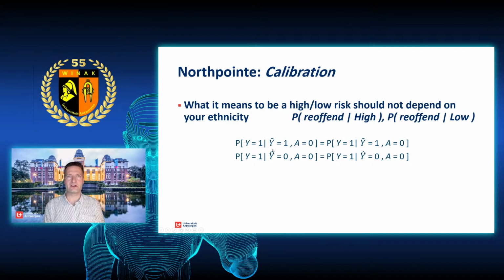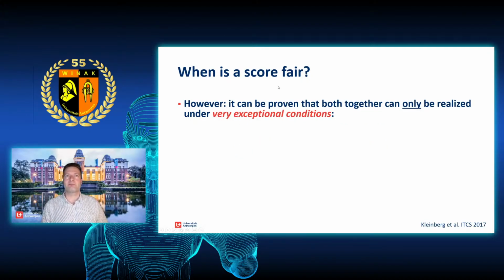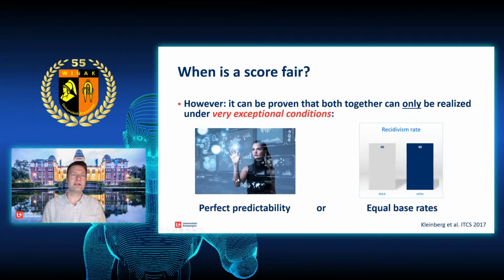We can assign our label y hat, and we try to assign it in such a way that we get a number of linear equations. And based on these linear equations, and this is really the bad news, this will also not work: it can be proven that both together can only be realized in very exceptional conditions. And these exceptional conditions are as follows. Either there is perfect predictability. So based on the history of violence in your family, your gender, your age, for what crime you were convicted, etc., we can perfectly predict whether you reoffend or not.